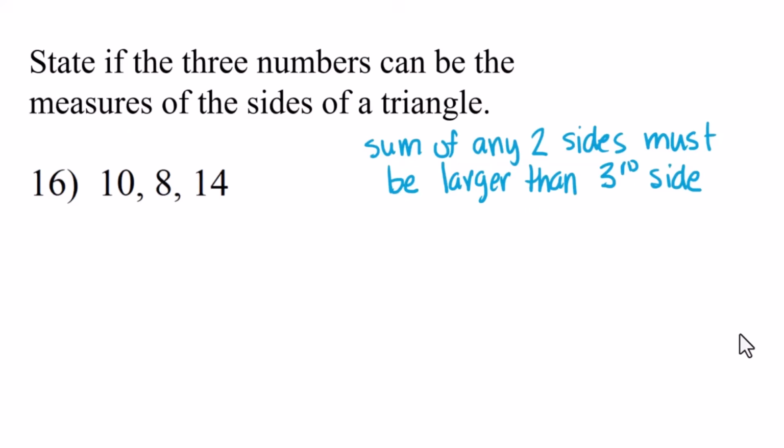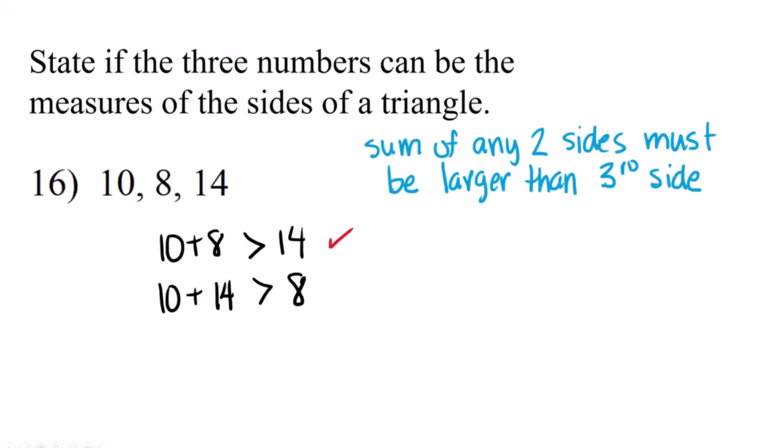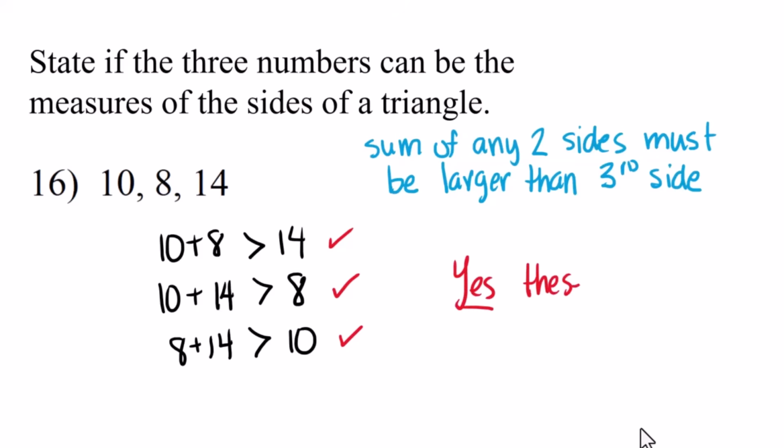So how we check this, I take the 10 plus the 8, and that has to be bigger than 14. That is true. Then we check the next combination. 10 plus 14, is that bigger than 8? That is true. And is 8 plus 14 bigger than 10? That is true. All 3 of these have to be true, and then you can make a triangle. Yes, these can be the sides of a triangle.